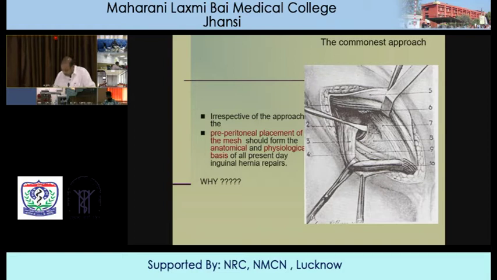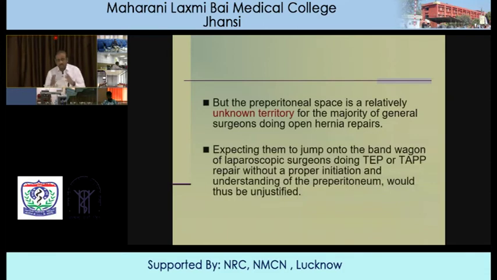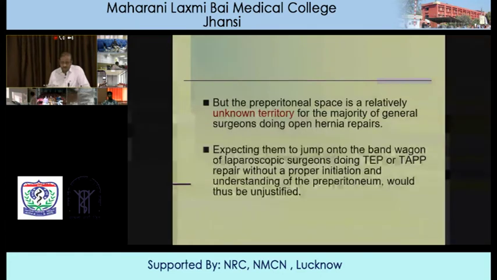Now, the preperitoneal space is a relatively unknown territory. When we were studying, even now when we are studying, we are basically geared up to look at the anterior surface of the inguinal canal. You know about the three muscles, you know about the posterior wall. But what lies behind? That is what's most important at this point of time. Why? Because as we said earlier, the anatomical basis should be that we try to repair that layer which is lying in between the transversalis fascia and the peritoneum. So repair that particular layer, because that is where the defect is starting. Right? So that is basically unknown territory.